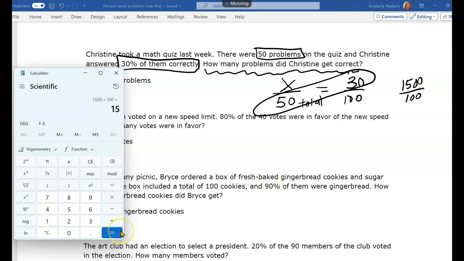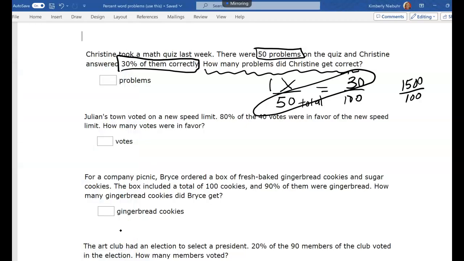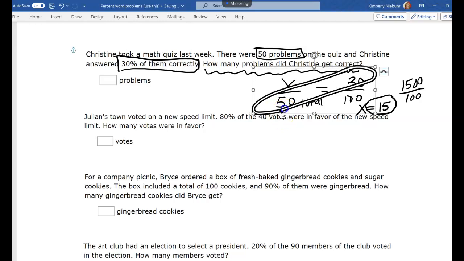And that gives us 15. So 15 is our answer. That goes here, okay? So we're going to write x is equal to 15. We solved for the value of x. Okay? Cross multiply, divide. All right.